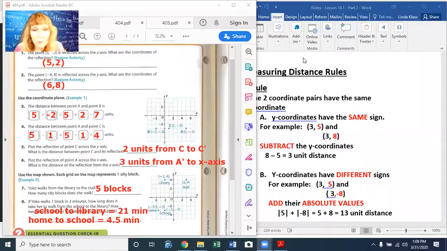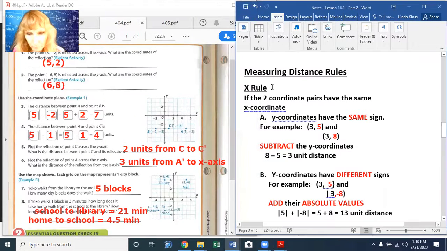Okay, I just wanted to show you the whole page filled in there. We have the answers here for number 1, number 2, number 3, number 4, number 5, 6, 7, and 8, the ones we just did under the document camera, just so you've got them there. And then what I wanted to do is go over summarizing the rules. So the measuring distance rules.